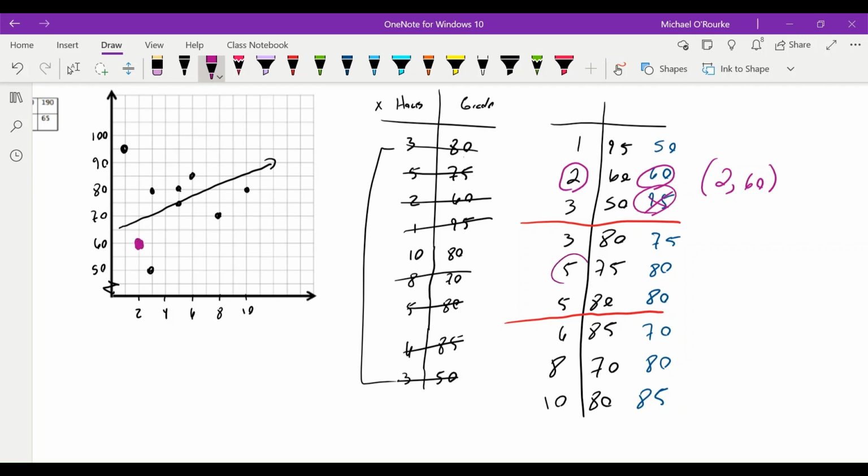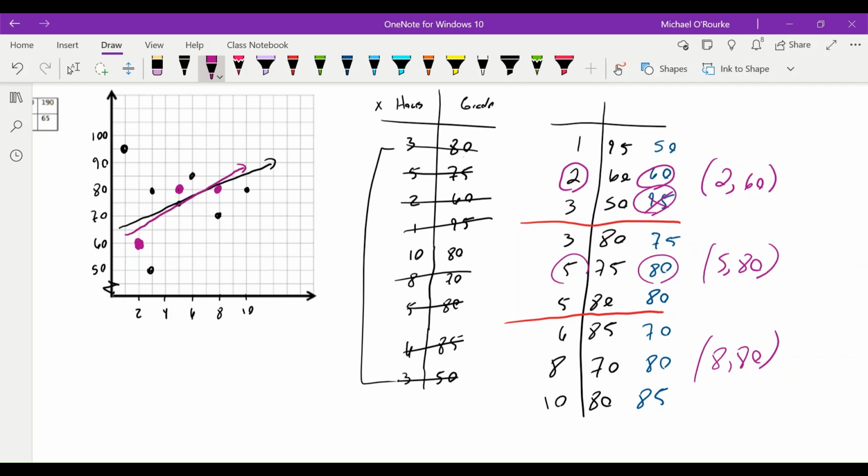Next one is 5 and 80. So I'm going to graph that one. 5 and 80 looks about there. Our last one is 8 and 80. 8 and 80 looks about here. Okay, so now you can see if we make a median line through this, ironically, it almost looks kind of like the line I almost made earlier.